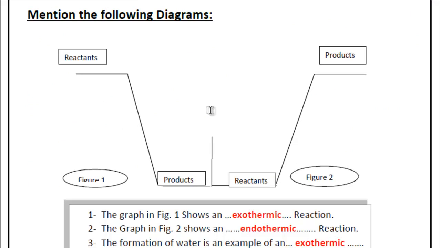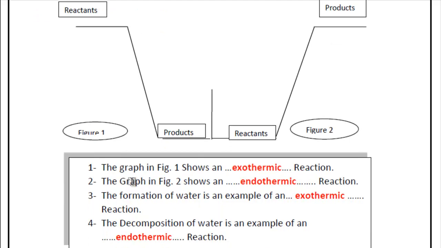After that, mention the following diagram. We have here figure number 1 and figure number 2. He wants us to tell what the graph in figure number 1 shows. This graph shows an exothermic reaction because the reactant is at a higher energy level than the product, while graph number 2 shows an endothermic reaction.